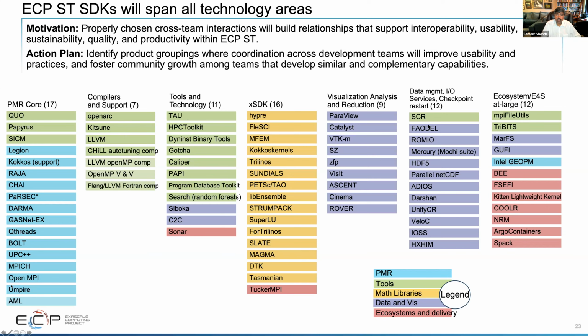We have data management, IO, checkpointing services, such as Scalable Checkpoint Restart. We have FEIDEL, ROMIO, HDF5, Parallel NetCDF, ADIOS. We have tools in the ecosystem, E4S at large, which include GEOPM and the NRM and Argo containers. And these are the different SDKs. We also have ExaWorks, which is a workflow SDK, which has recently joined the ECP software technology.